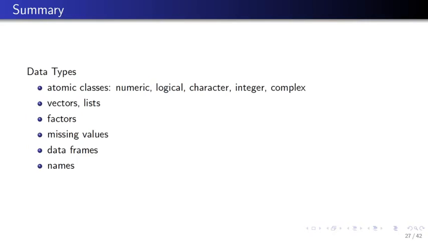So far we've talked about the atomic classes, so numeric, logical, character, integer, and complex vectors. We talked about how vectors can only have elements of the same class, and the main exception to that is lists, which can have elements of different classes. There are factors, which are used for coding categorical data, both ordered and unordered. There are missing values that are represented by NAs and NaNs. Data frames are used to store tabular data, where each column can be of a different class. And finally, all R objects can have names, which can be useful for creating self-describing data.